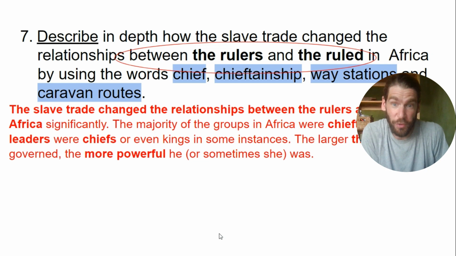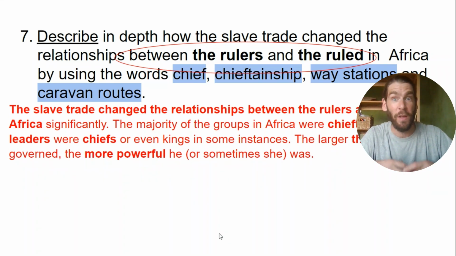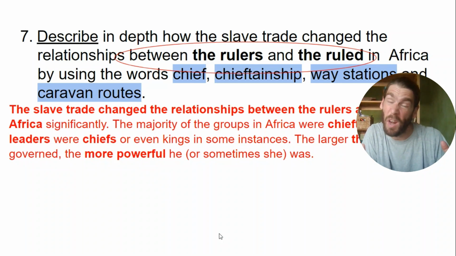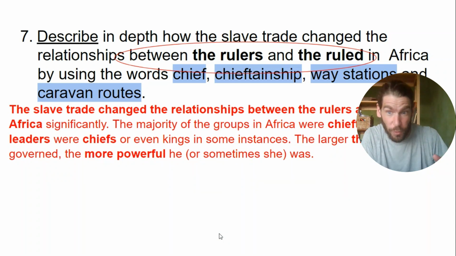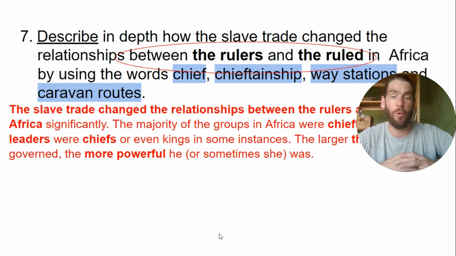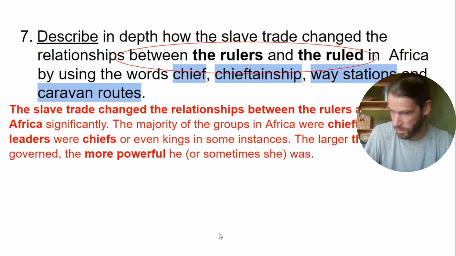Between the rulers and the ruled: the slave trade changed the relationships between the rulers and the ruled in Africa significantly. Significantly means it was a lot. Yeah, there's always change, but this was a big change. And the majority, most of the groups in Africa, were chieftainships. The leaders were chiefs or even kings in some instances. The larger the area the chief governed, the more powerful he or sometimes she was.